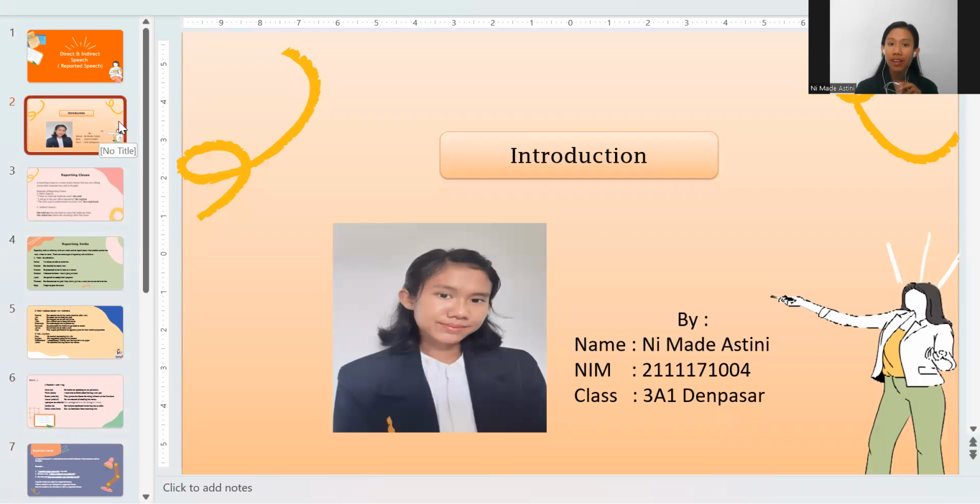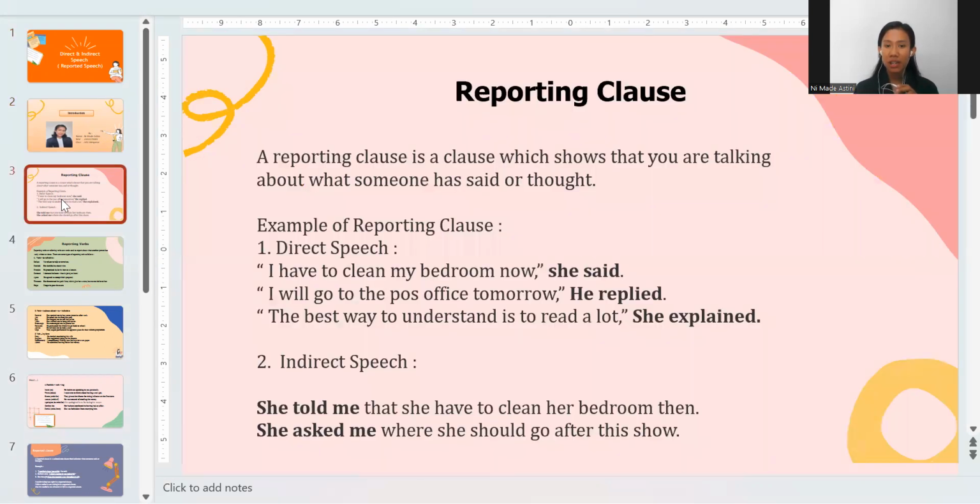Today I would like to discuss direct and indirect speech, which we also call reported speech. The first thing I would like to discuss is the reporting clause. A reporting clause is a clause which shows that you are talking about what someone has said or thought. There are two examples here. The first one is direct speech and the second one is indirect speech.